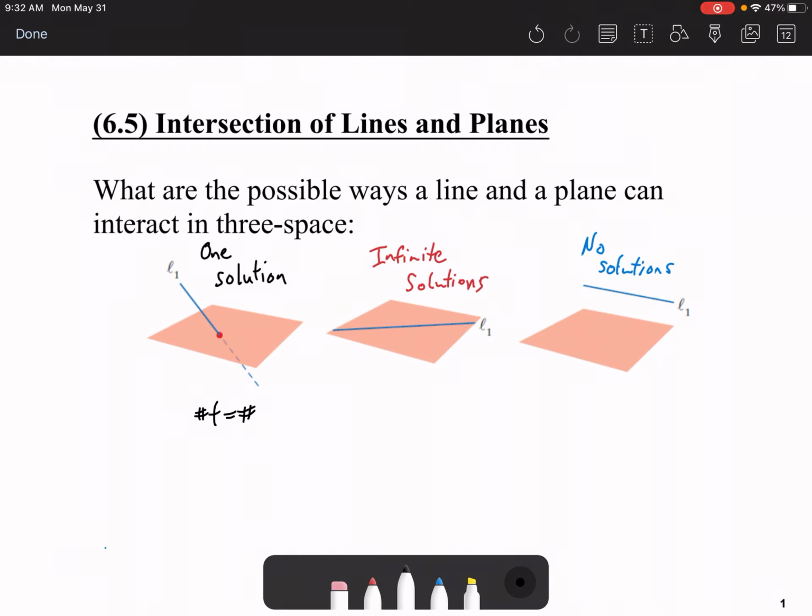For infinite solutions, what you'll get is 0 times your variable t is equal to 0. This occurs when all your values of t are possible. And in our last case, what you're going to get is 0t equals some number other than 0, which shows that you can't get any possible values of t.